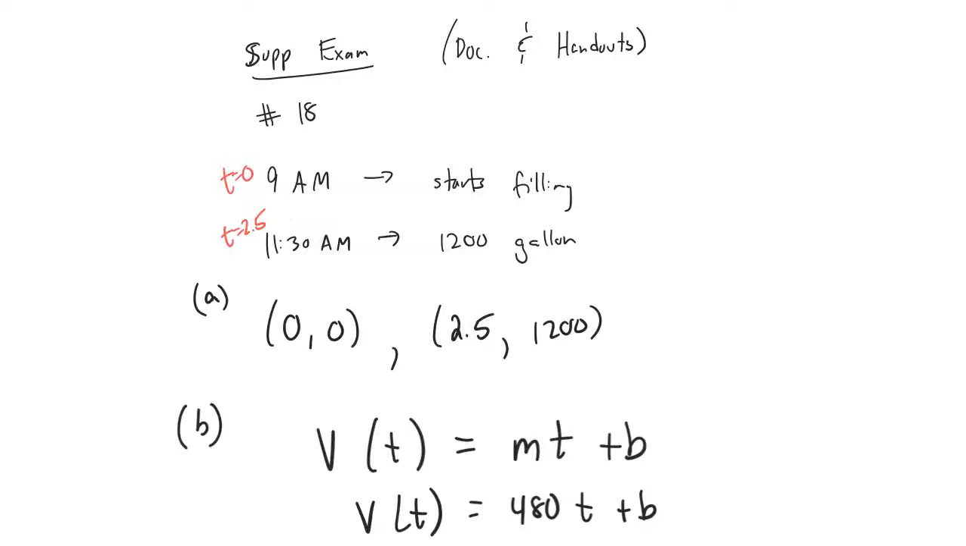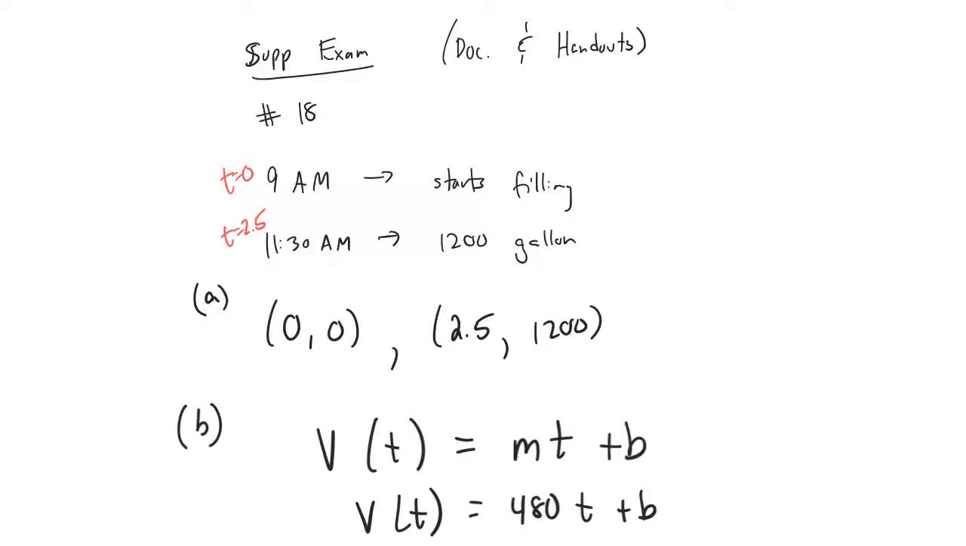I can find it by plugging in one of my coordinates. But take a look. Plug in 0 for x and y. 0 equals 0 plus b. What must b equal? 0 also. And that is just validated because you started off this problem where the tank was empty. 2.5 hours later, the tank had 1,200 gallons in it.